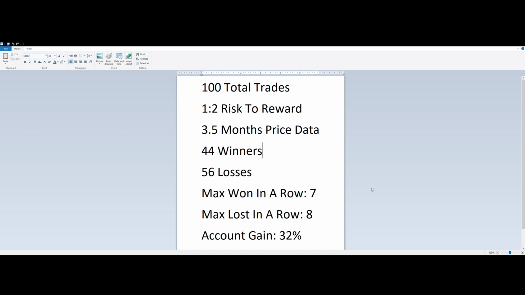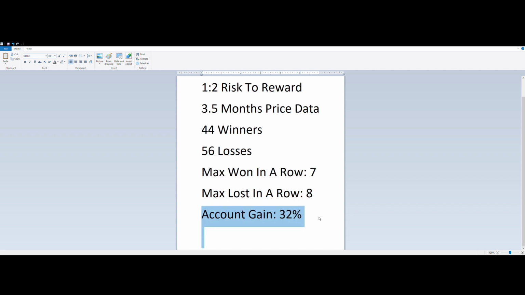So 1-to-2 risk-reward ratio, 3.5 months of price data to find those 100 signals. 44 of them were winners, 56 were losses. The max winning streak was 7, max losing streak was 8, and gain on the account 32%.